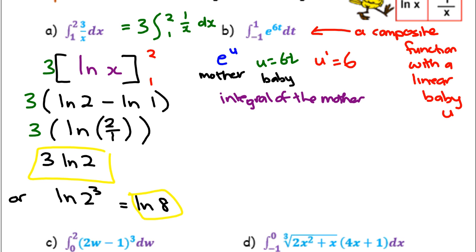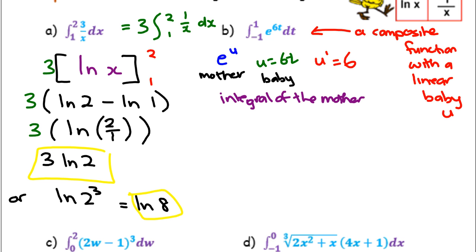That sounds really weird. So you integrate the mother and you multiply the integral of the mother by the reciprocal of the derivative of the baby. There's a bit of messing around. It's like the chain rule, but for integration instead. Kind of think of this as a chain rule for integration.